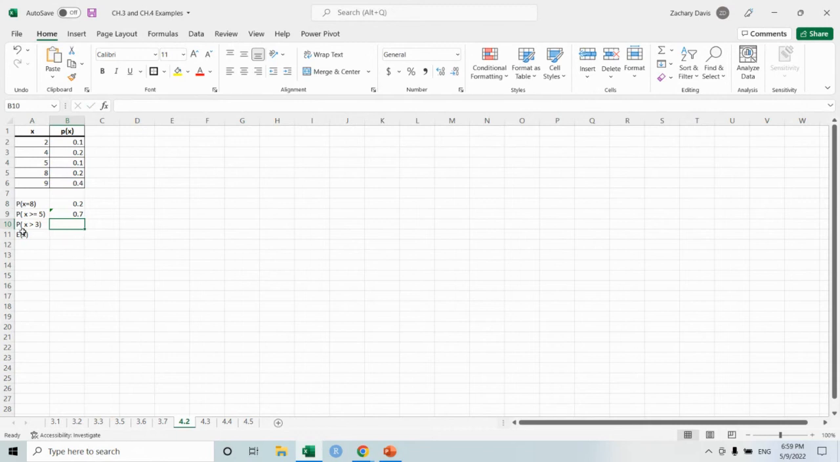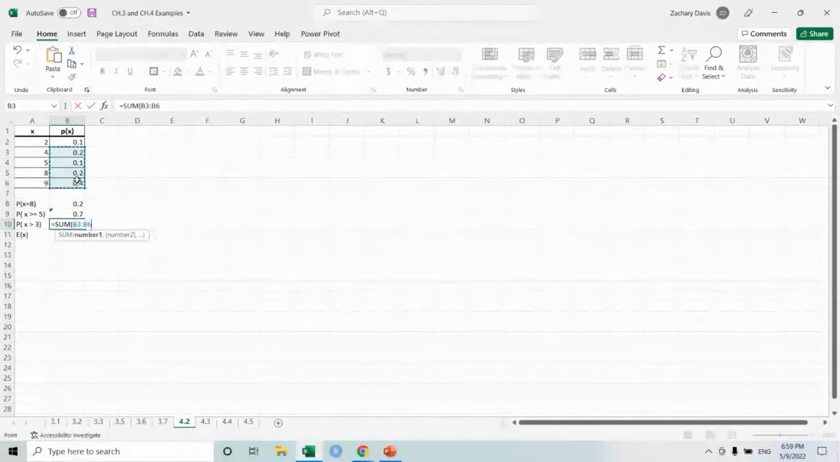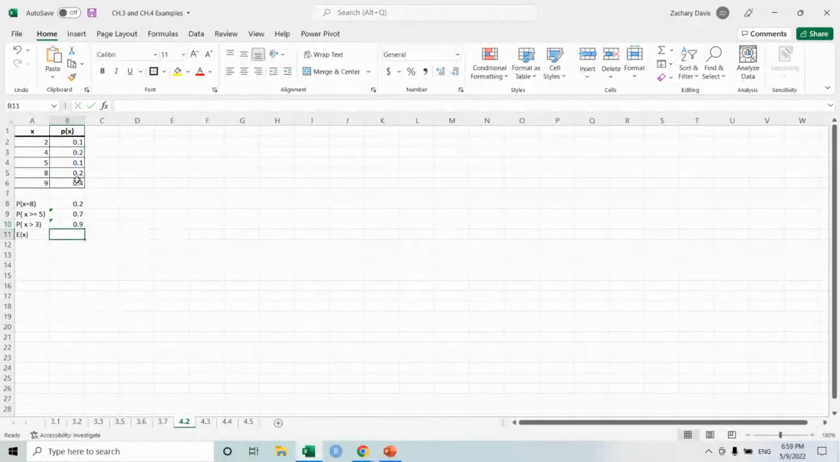So what's the probability that x is greater than 3? Well, in this case, we don't have a 3, but we wouldn't include it anyway because there's not an equal sign in that inequality. So 4, 5, 8, and 9 are all greater than 3, right? So we can sum those values. And what's the expectation of x? We'll come back to that one because we haven't talked about it yet.